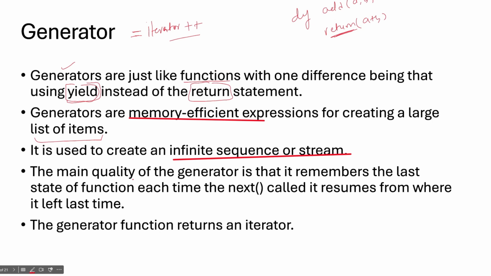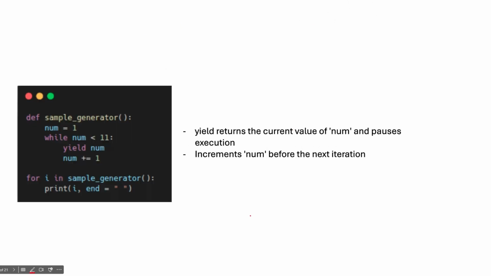Similarly to an iterator, its main quality is that it remembers the last state of the function each time next is called, and it resumes from where it left last time. How it works I will show you, don't worry. So the generator function returns an iterator. Ultimately its functionality is just like an iterator, but it is easier to write. Let me show you how.